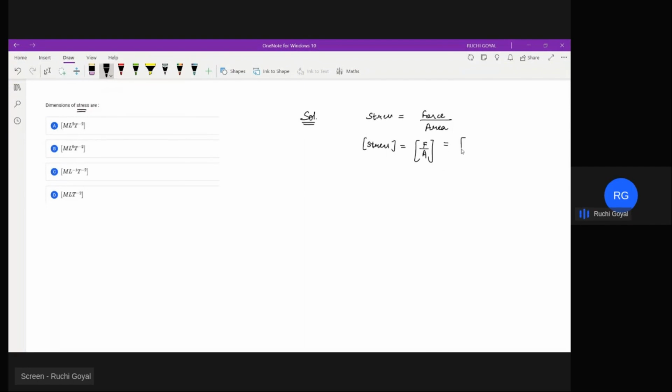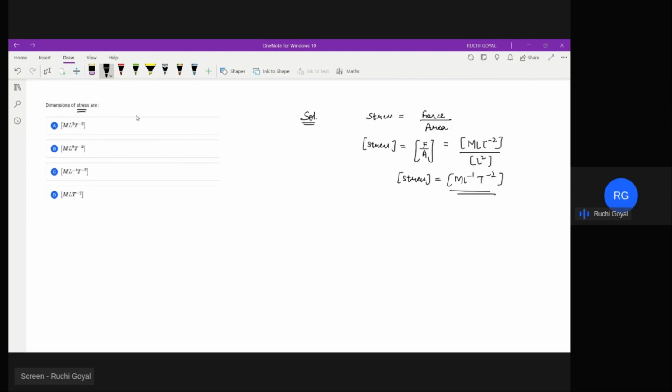What is the formula of force? It is MLT minus 2, right? And area is L square. This is the formula, MLT minus 2 and L square, right? So how can you write stress? It is M1, L1 minus 2 is minus 1, and T minus 2. This is the formula of stress here, ML minus 1, T minus 2.